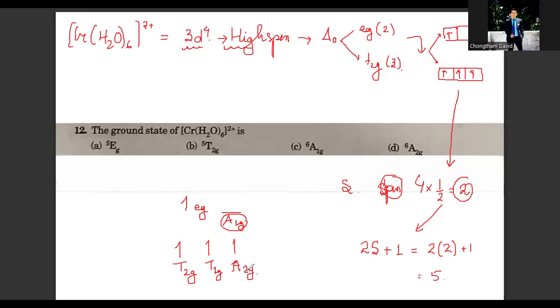So this above diagram shows the ground state term symbol for this complex is 5Eg, indicating that the total spin multiplicity is 5. I will write it here. The term symbol for this complex is 5Eg. So in this complex, the ground term symbol is 5Eg, indicating the total spin multiplicity is 5 here. And the ground state belongs to the eg level, derived from the electronic configuration. So the answer would be 5Eg.